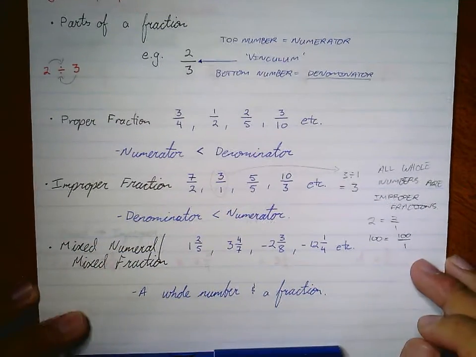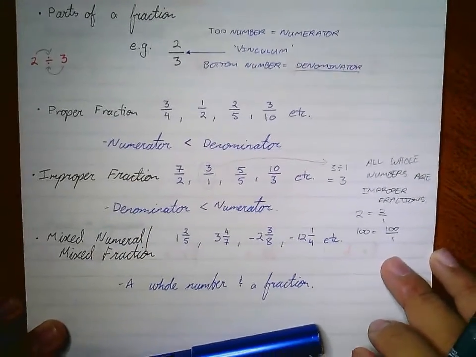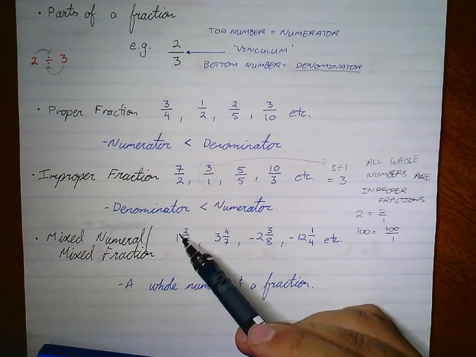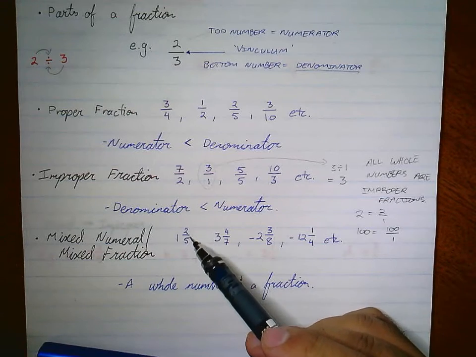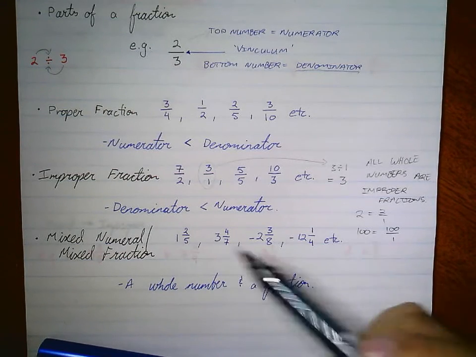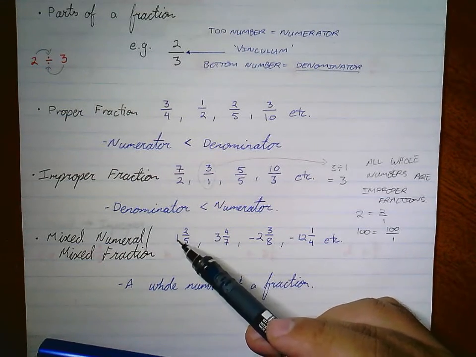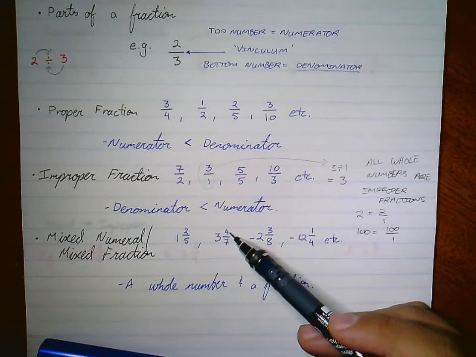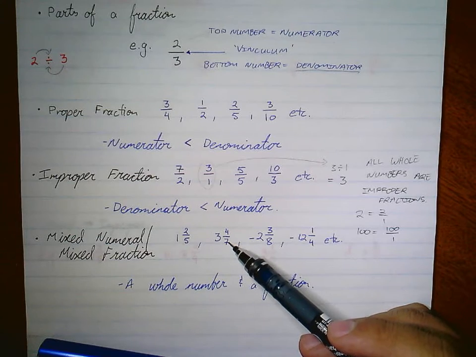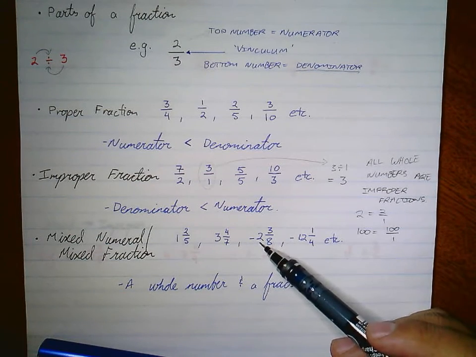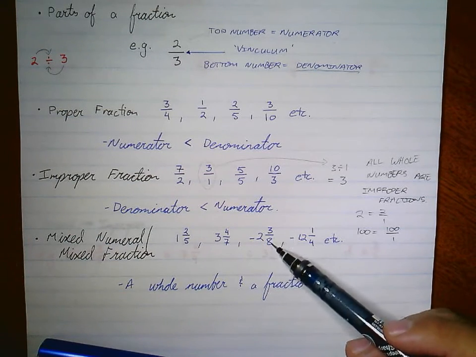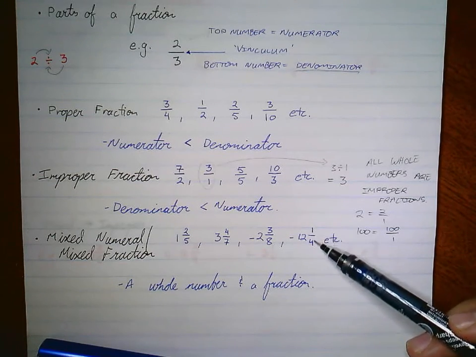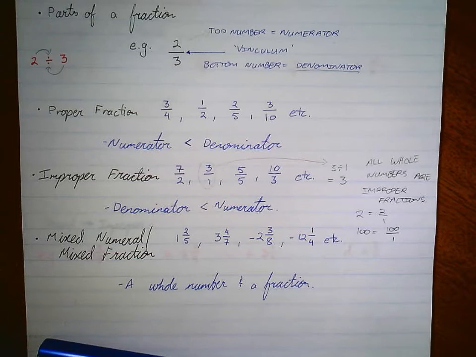And the last one that we have are mixed numerals. These ones are very distinguished because they have a whole number and a fraction right alongside them. So this one is pronounced 1 and 2/5. This one is 3 and 4/7. They can also be negative. So this is negative 2 and 3/8. This one here is negative 12 and 1/4, and so on they go.